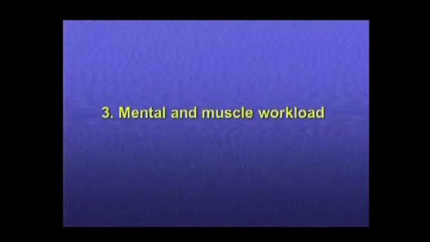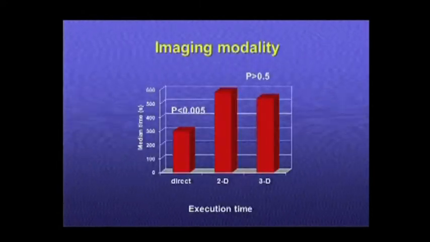Coming to the third point, which is the mental and muscle workload. I'm not going to speak about musculoskeletal because it's been covered before, but I'll take a couple of examples and see how the ergonomics of imaging influence task performance. This is the imaging modality. This is a study where we compared direct vision in 2D and 3D, and obviously you can see that direct vision with the eye is much better than imaging, which we know before.